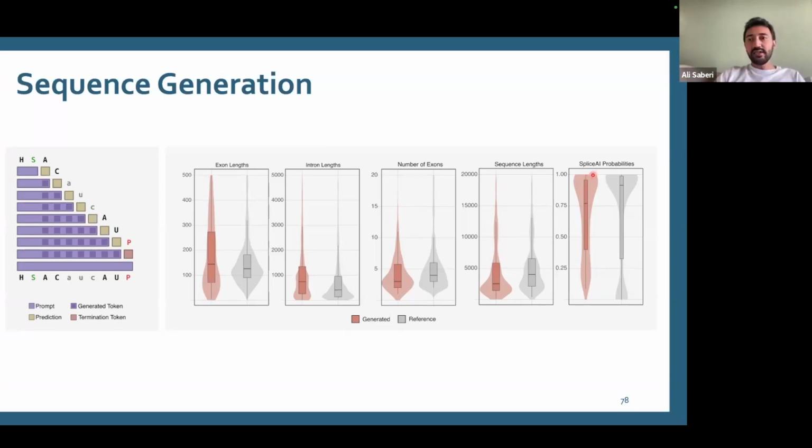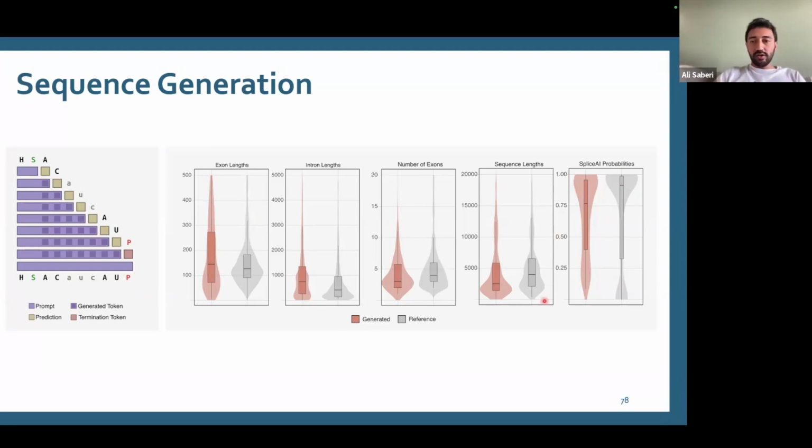And here is the final one, the SpliceAI probabilities. SpliceAI gives probabilities for each splice site. Here we apply SpliceAI on the reference transcripts and on our generated sequences, and you can see the distributions. Statistically speaking, these two distributions are not significantly different. This is pretty promising, because another tool says that the sequences our model generates have legit, correct, high-probability splice sites.